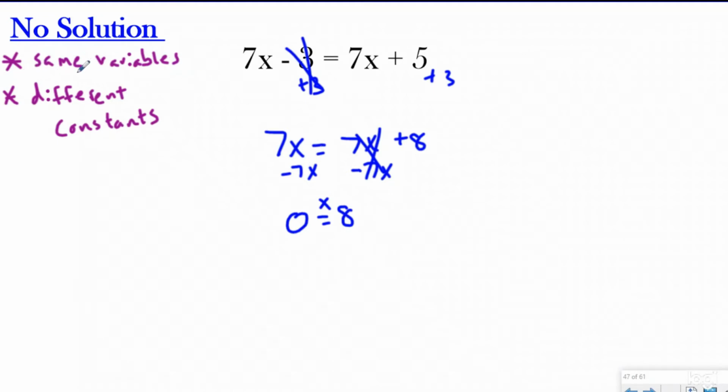If you have the same variables, they're both positive 7x's, when you go to isolate those variables, there's going to be nothing left. So that's a characteristic, a character trait, of a no solution linear equation, right? And so this will never have an answer. There's never a solution that's going to make this work because when I went to solve it, I got rid of all my variables. I had nothing left, and 0 does not equal 8.